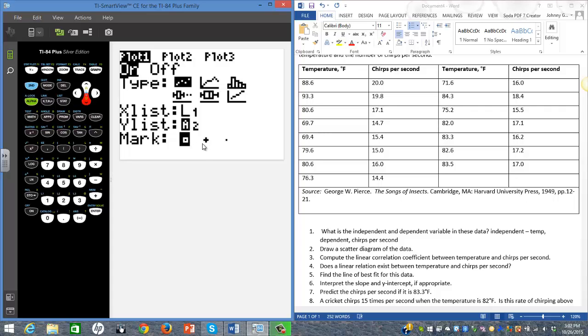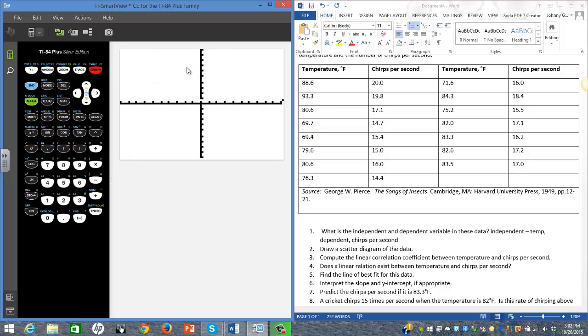These are just the marks. You can either have a little square, a plus sign, or a dot. I'll leave it on the default. That's just so that you can see the visual of it. If I hit graph, I probably won't see anything. No, because this scale is from -10 to 10, and you can see here none of my values fall within that range.